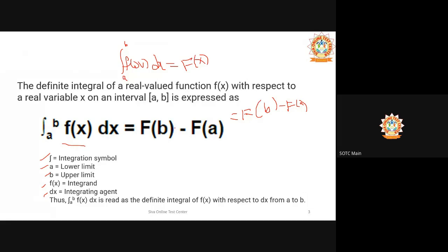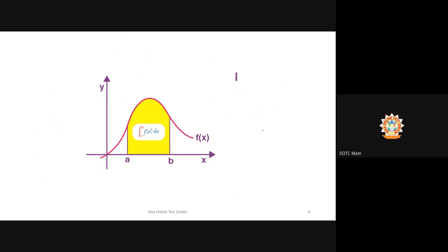Now try to see one example. Let us suppose this is f of x. This function is varying starting at 0 and moving with respect to the variable x. Now if you want to find the integral, and that integral is a definite integral at a limit a comma b, here a is your lower limit and b is your upper limit.